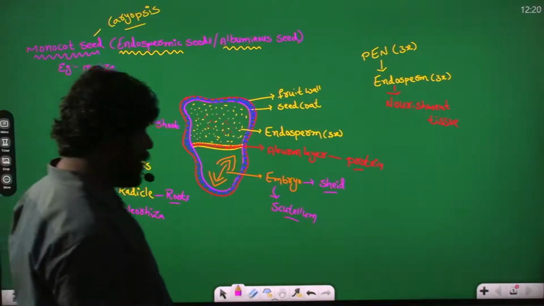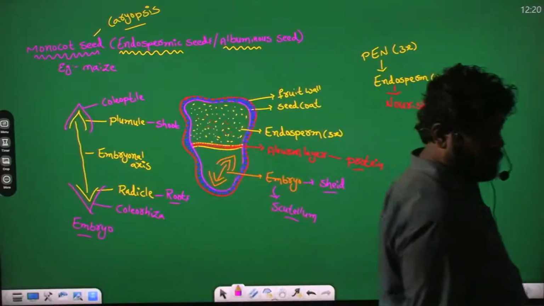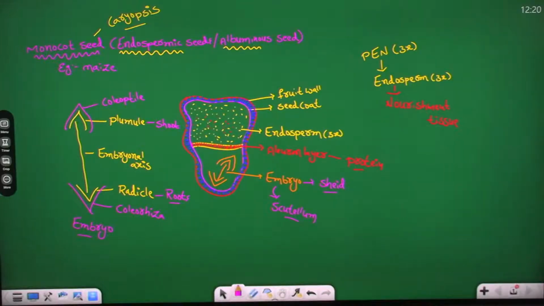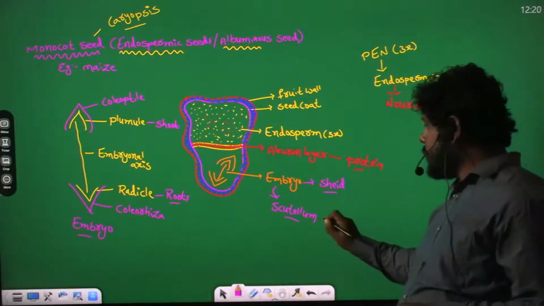The shape of the monocot embryo is just like that of a shield. That's why that embryo is also called scutellum. The term is very, very important.